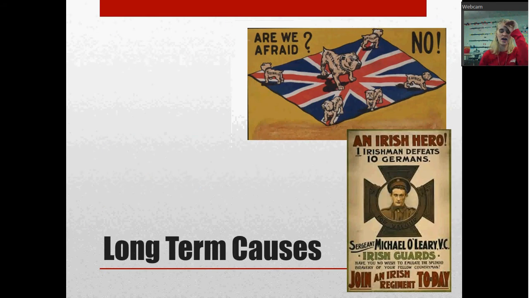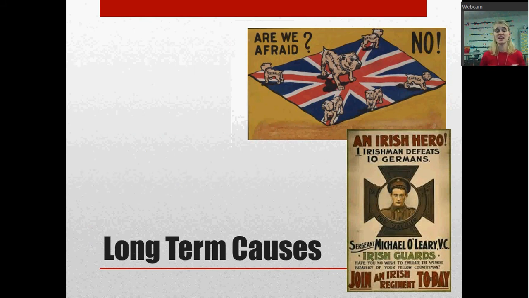The second one that we have here is imperialism. So look at this political cartoon in the upper right-hand corner of the page. You see that there's a bulldog, and Britain is often represented as a bulldog in political cartoons. So we've got Britain in the dead center of the Union Jack flag, which is the British flag. It says, "Are we afraid? No. And why not?" Because look what surrounds Britain. We've got Australia, New Zealand, Canada, India, South Africa. So these are all of Britain's major colonies.